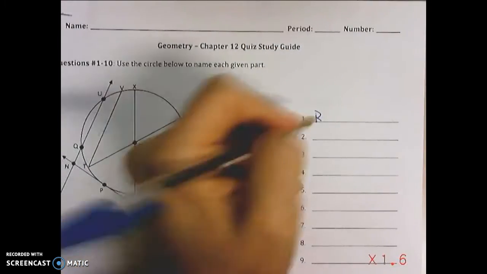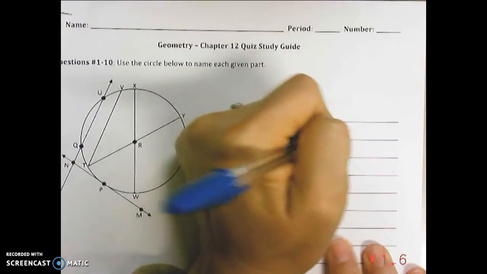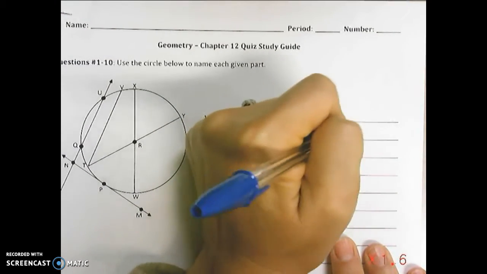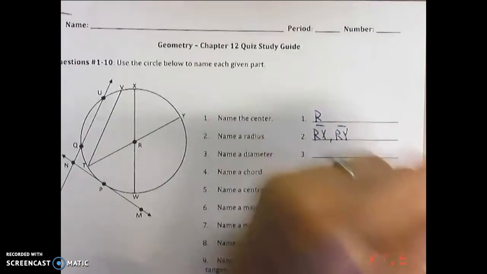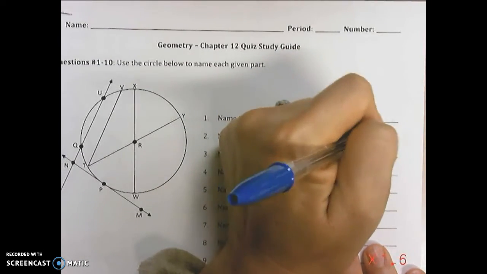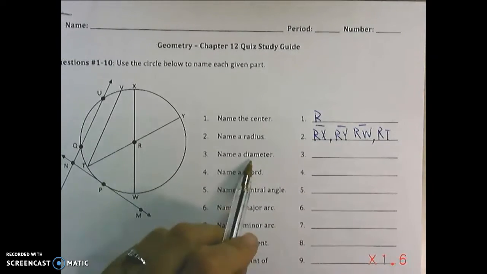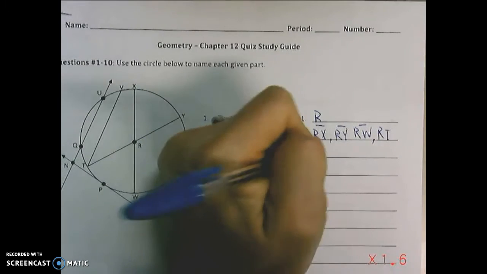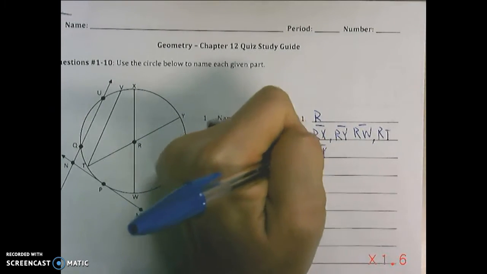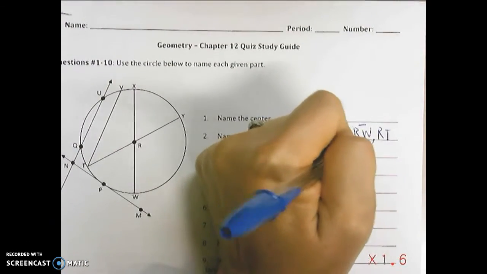Name a radius. There's a couple radii here. So one of them would be Rx, another one would be Ry, and then you could even say Rw, so on and so forth, or RT. When we're talking about a diameter, that goes through the center of a circle, so TY would be a diameter. You could even say WX would be a diameter.